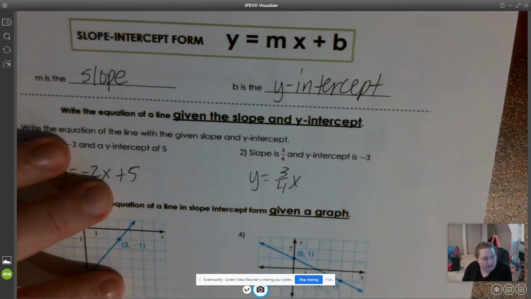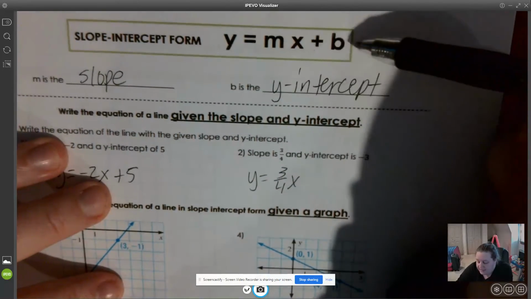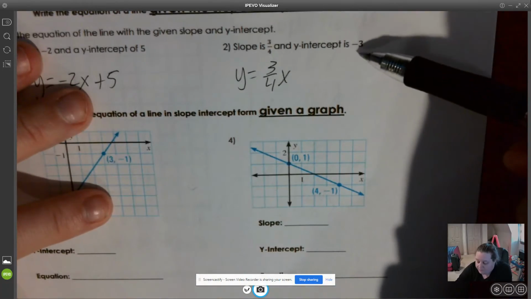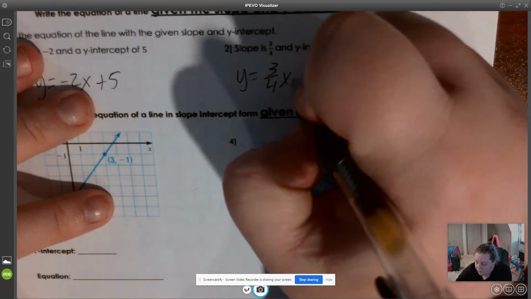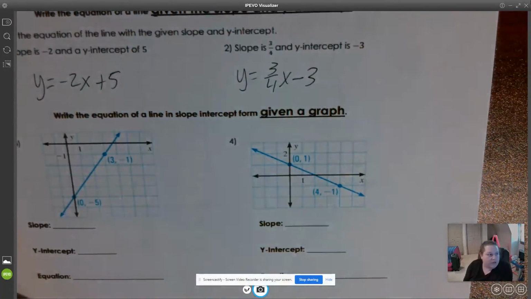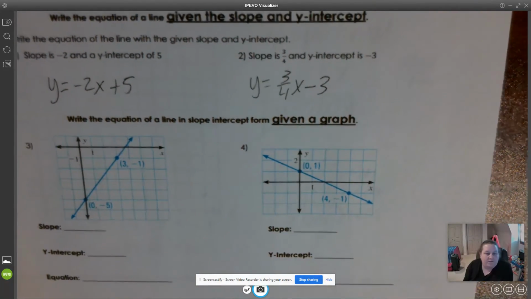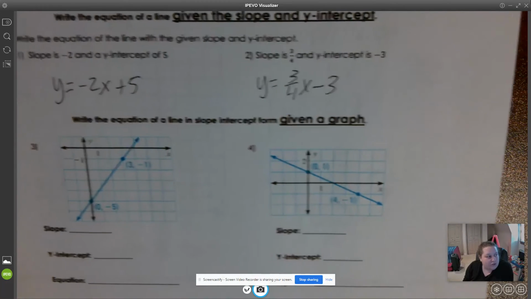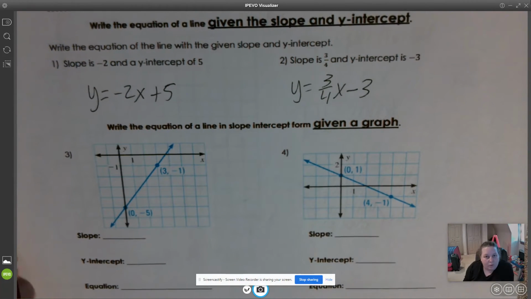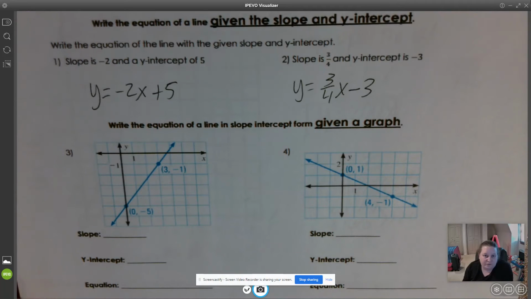Now I'm going to pause here for a second. In the general formula, it says plus b. However, if your y-intercept is negative, you can write minus that number. So this would be y equals 3/4 x minus 3. So these equations are written in what we call slope-intercept form.